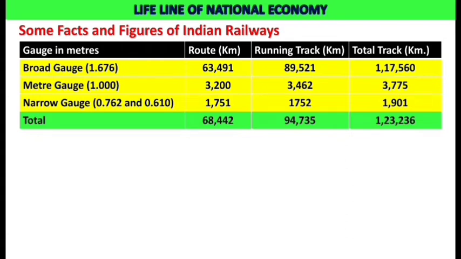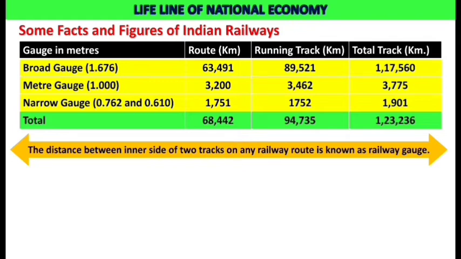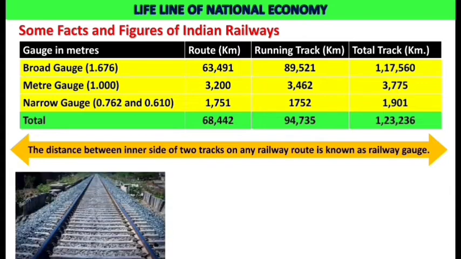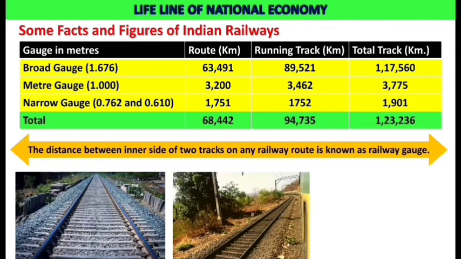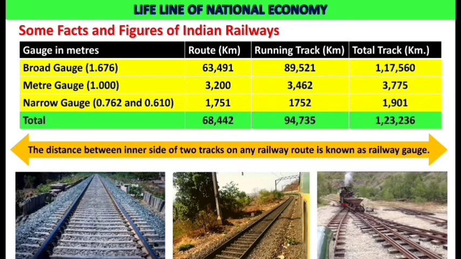Look at the table: broad gauge, meter gauge and narrow gauge. What are these? The distance between the inner sides of two tracks on any railway route is known as the railway gauge. So broad gauge means the distance between two tracks is 1.676 meter. Meter gauge means the distance between the inner sides of the tracks is only 1 meter. Similarly, the narrow gauge means the distance between the inner sides of two tracks is 0.610 and 0.762 meter. The distance between two tracks is 1 meter in meter gauge, more than 1 meter in broad gauge and less than 1 meter in narrow gauge.